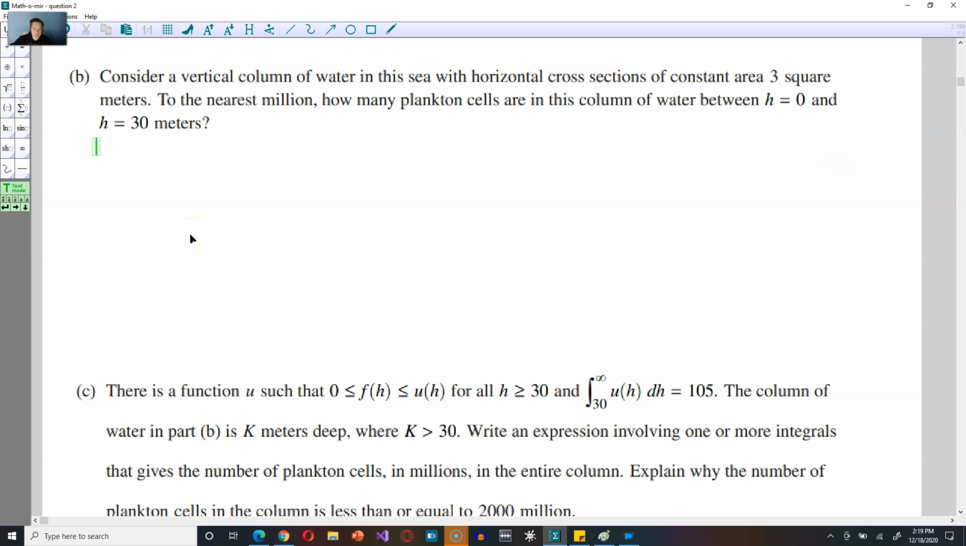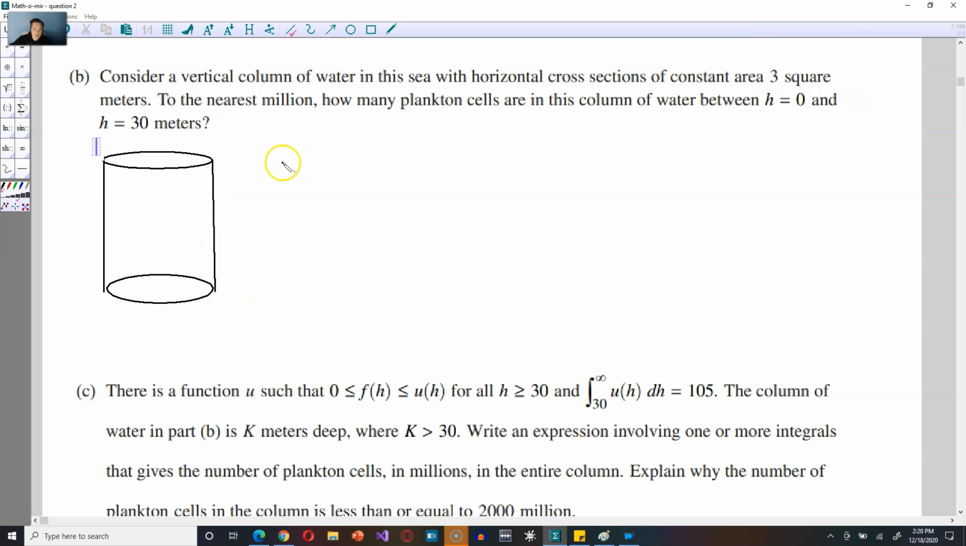Now let's take a look at the second one. Consider a vertical column of water in the sea with a horizontal cross-section of constant area 3 square meters. To the nearest million, how many plankton cells are in this column of water between h equals 0 and h equals 30 meters? So let's first make sure we understand the concept of this column of water. So maybe a cross-section is a circle, and a column of water is something that kind of looks like this, right here.